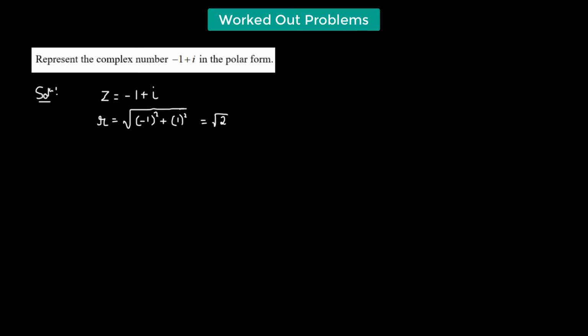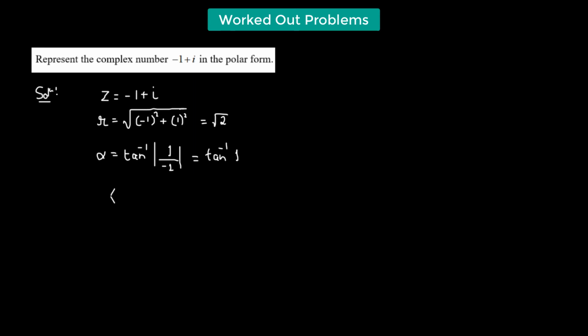Then we'll try to find the acute angle alpha, which is the angle made by the complex number z with the real axis. So that value is given by the tangent inverse of the absolute value of the imaginary part, which is 1, divided by -1. So that gives us simply tangent inverse of 1.